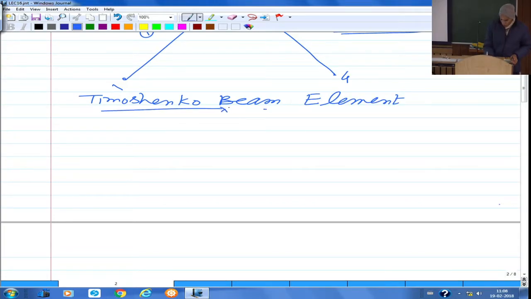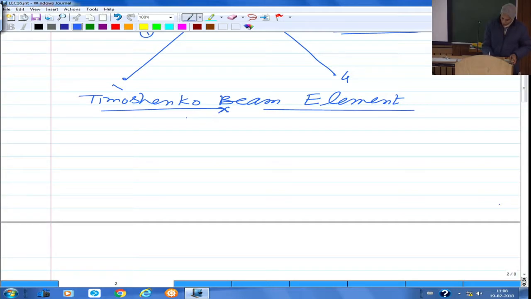Now, when I started with the Euler-Bernoulli beam element, I said this is for a thin beam, that means the length is much larger compared to the representative cross-sectional dimension like thickness. So that is what we had said for the Euler-Bernoulli beam element.